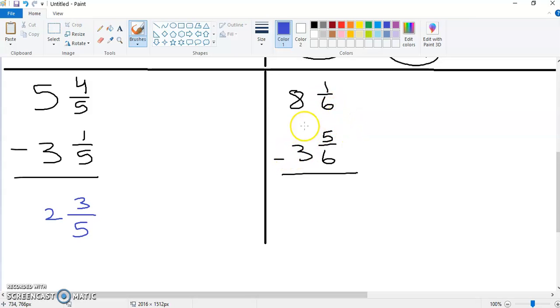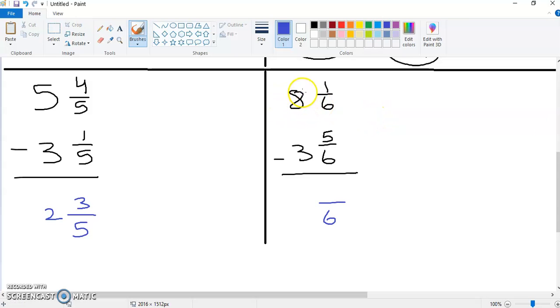But what happens here? You probably notice right away. If you look at this one, you notice our denominator is a 6. It's 8 and 1/6, take away 3 and 5/6. The problem is you can't take 5 from 1 because you're subtracting. Can't do it. 5 is bigger than 1. So what do we do? Well, kind of the same idea, like when you're subtracting whole numbers. If you need help, you borrow.